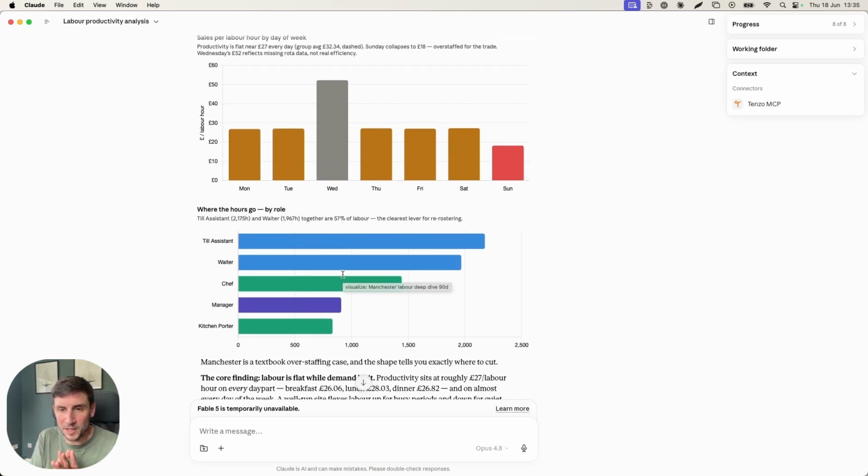We do a lot of these. You could throw at it pretty much whatever you want. Labor productivity analysis, reviews analysis, looking at profitability by hour of the day, so sales minus labor minus theoretical costs, just to understand what parts of the day you're making a profit or not, or whether you should be closing the store earlier or not.